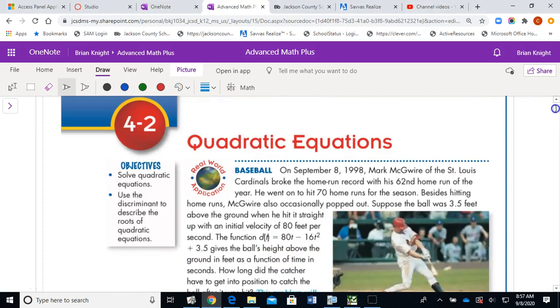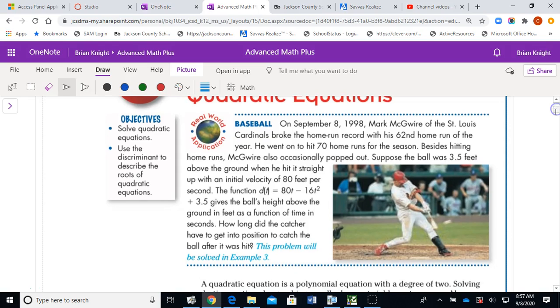Hopefully you remember quadratic equations. There's Mark McGwire. He liked hitting home runs.